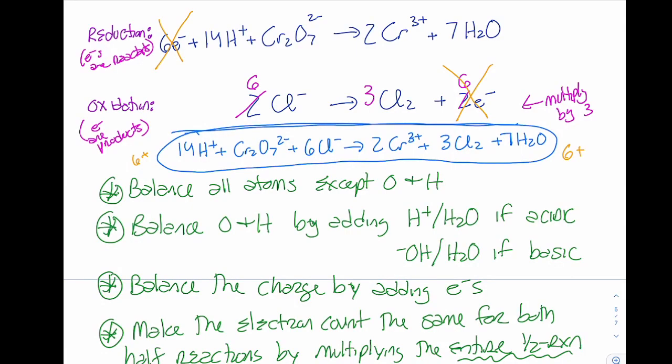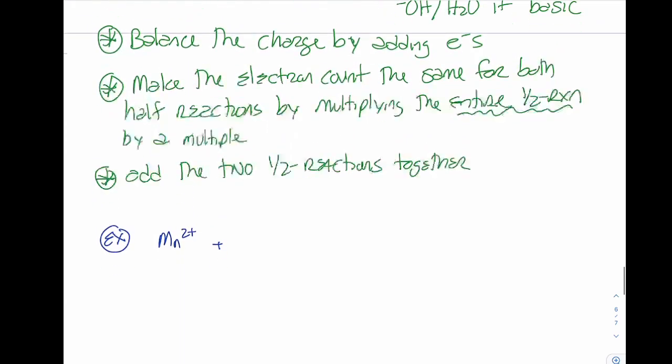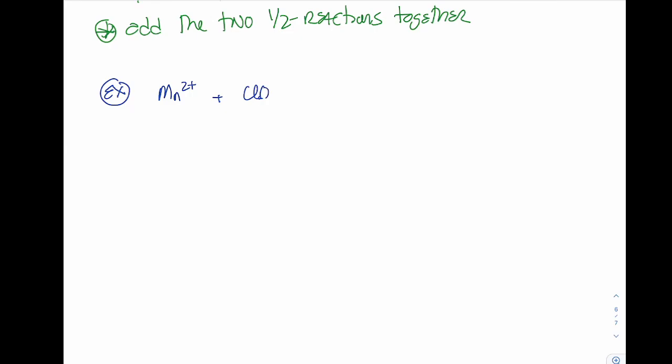So I want to do another example, but this time we'll balance it in basic solution. So let's have manganese 2+ plus chlorate ion, ClO3-, going to MnO2 solid plus chlorine dioxide. And we're going to do this in basic solution.